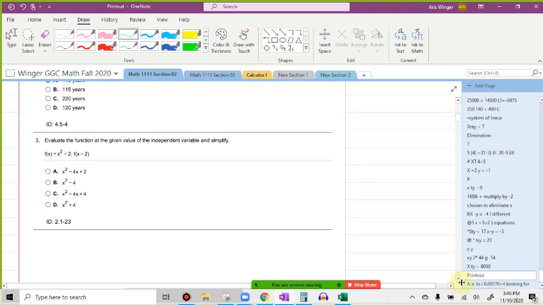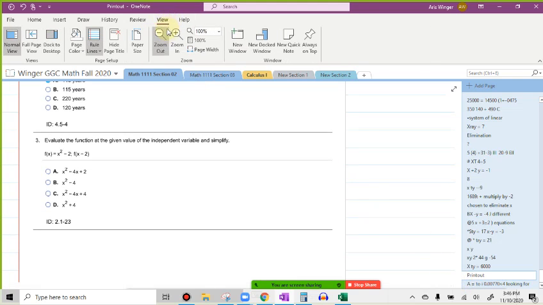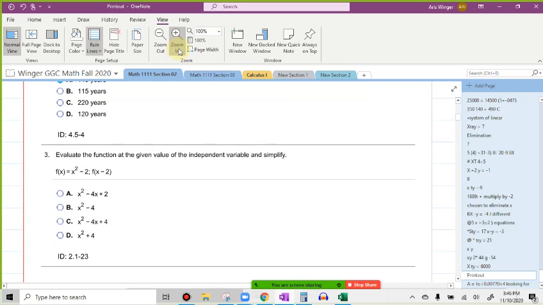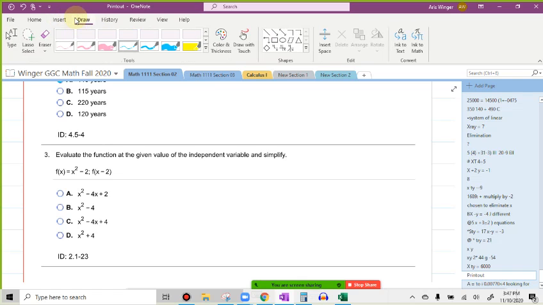Number 3, evaluate the function at the given value of the independent variable and simplify. Of course, the crucial element here is to simplify. So all we're going to do is we're going to have x squared minus 2, and instead of this x, we're going to put in x minus 2. And so f of x minus 2 is equal to x minus 2 squared minus 2.